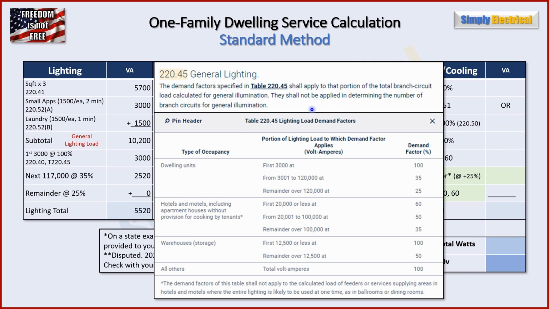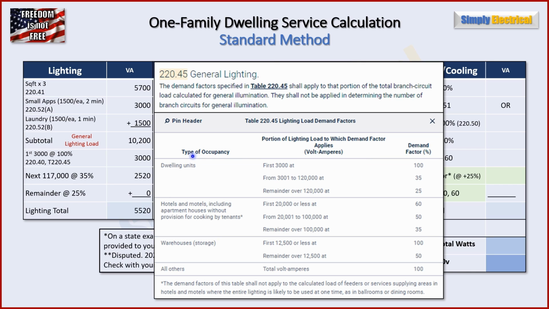All that means is when you're tallying up your circuits, trying to figure out how many circuits you need for your dwelling, you can't use these demand factors in that process. You have to use the full rated amount. So that does not apply to our situation here because we're just doing a load calc for a service. Okay. So what do we do? We take this number that we calculated, the general lighting load, and we apply demand factors to it. So how do we use this table?